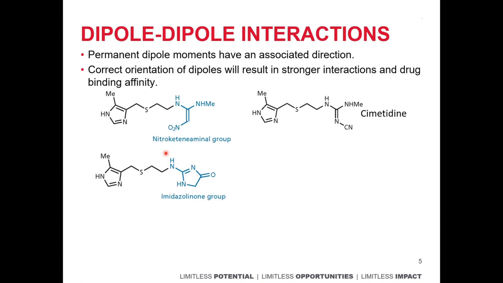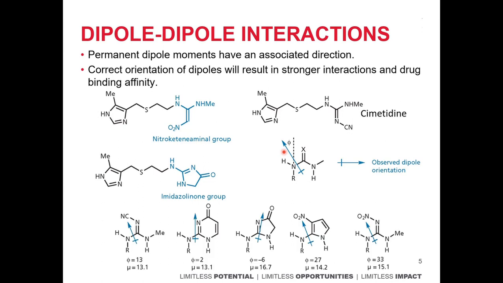Now if we have a look at the dipoles along each of these groups, we can see that the dipoles can go in different directions. Now we represent the dipole in the same way as we would with a single functional group containing a dipole, in that again we have a positively charged base and a negatively charged head. And each of these groups has a different dipole orientation associated with it. So for example, here is the dipole from the cimetidine, and it has an angle of 13 degrees. So this dipole is going 13 degrees relative to this carbon-nitrogen bond.